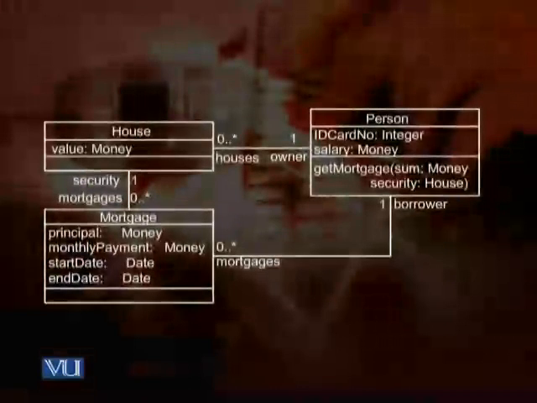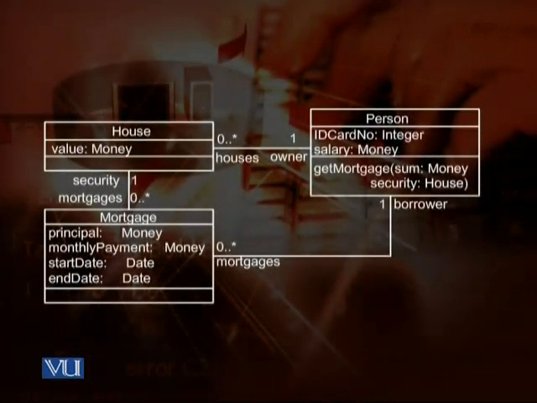Here is another example. We have these three classes: a person, a house, and a mortgage. There is one-to-many association between a person and house. So person would be the owner, and one person can own 0 or more houses. There is one-to-many relationship between a person and a mortgage. In this particular case, the person becomes a borrower and can have more than one mortgages or 0 or more mortgages. And there is one-to-many relationship between a house and a mortgage. In this particular case, now the house becomes the security against mortgages.